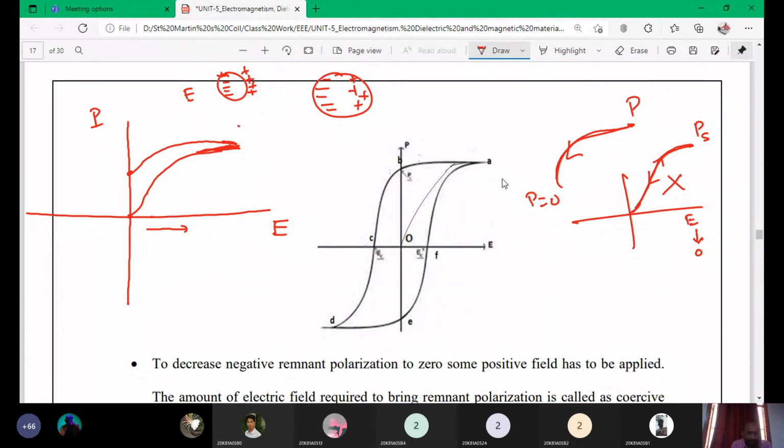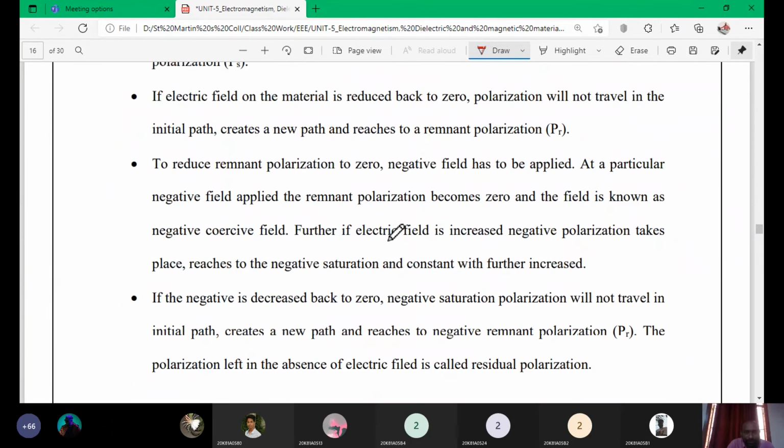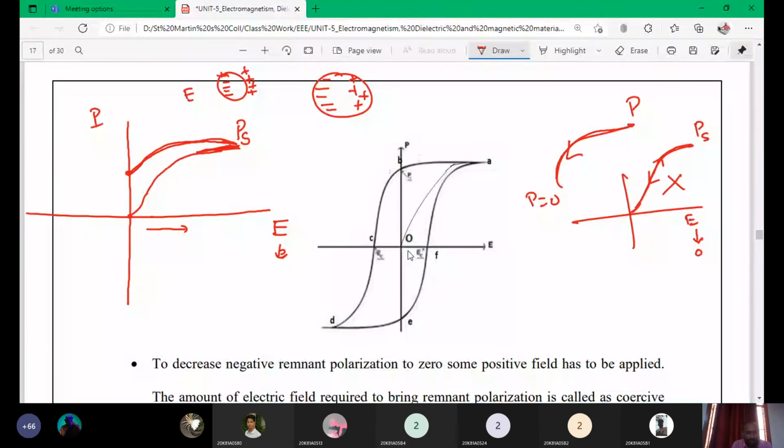So when you reduce the electric field from the maximum polarization PS, the polarization reduces, but it does not come to zero. Some polarization is still there. This polarization we call remanent polarization, written PR. You can also say remnant polarization, or persistent polarization.